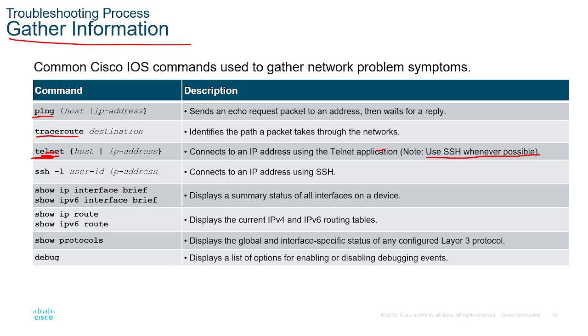Now, for gathering information, you can use these commands: ping, traceroute, so you know the path of a packet, where it goes and where it returns back. Telnet, SSH, show IP interface brief, show IPv6 interface brief, show IP route, show IPv6 route, show protocols, which display all global and interface-specific status and configured Layer 3 protocols, and debug. These are the common Cisco commands that you may use.